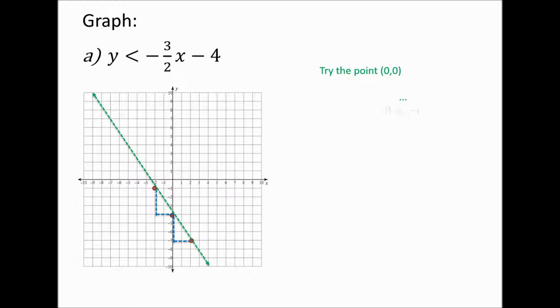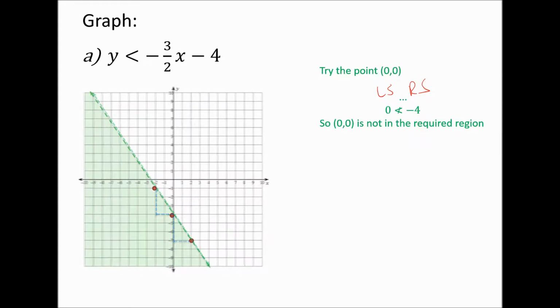Once we simplify that out, we get that 0 is not less than negative 4. This is my left side and my right side. 0 is not less than negative 4. So the point 0, 0 over here is not in the solution region. So that means over here, this is my solution region that I've shaded right there. Don't forget to label it. And that's the graph of the inequality y is less than negative 3 on 2x minus 4.